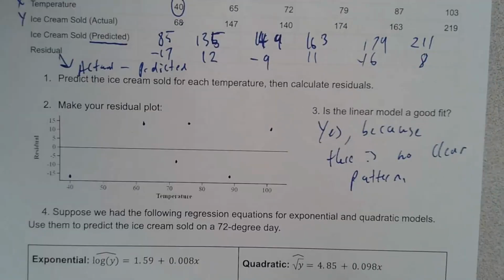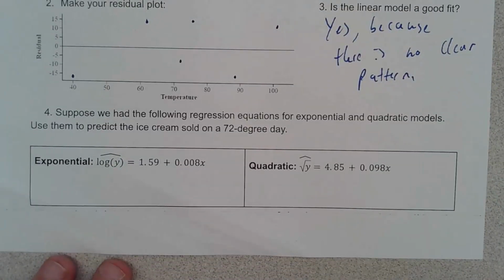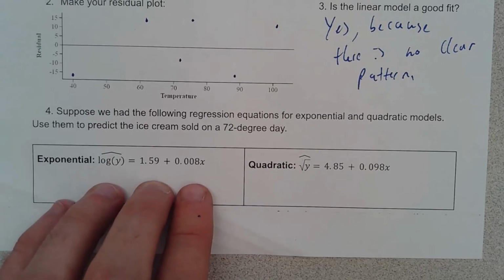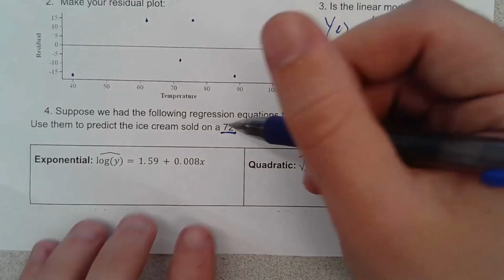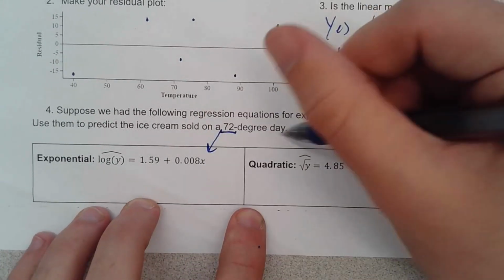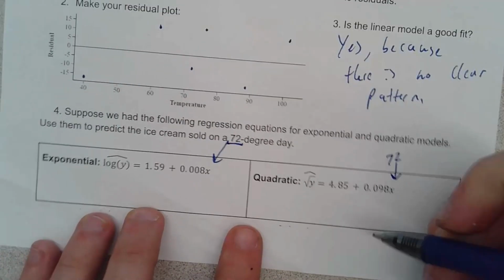Back to here. A last question. Suppose we had the following regression equations for exponential and quadratic models. Use them to predict the ice cream sold on a 72-degree day. So this is what we did a couple classes ago with the regression models. Once you get to here, okay, we're on a 72-degree day, so we're going to plug in 72 for x here and 72 in here. So let's start by doing that.